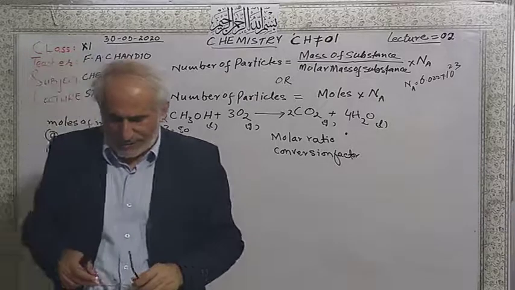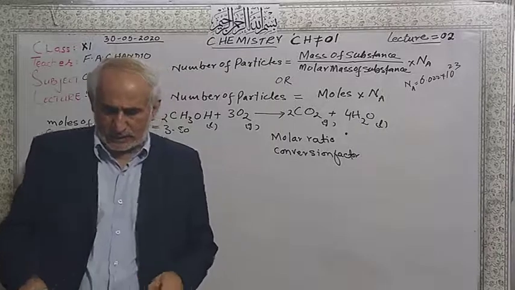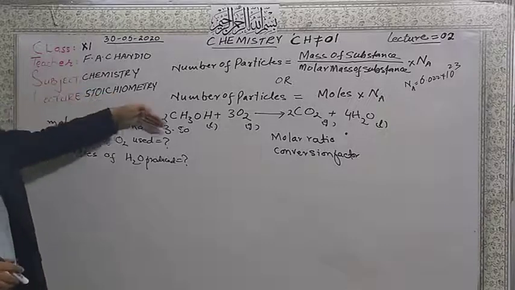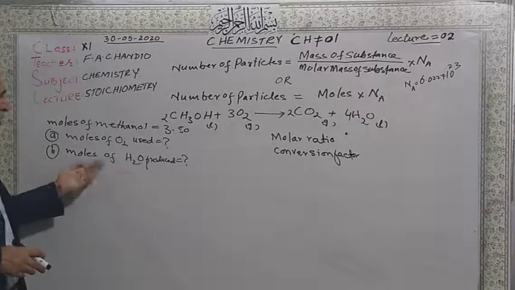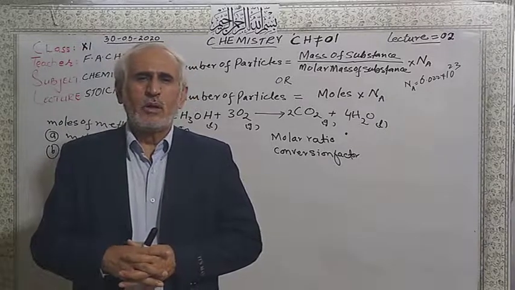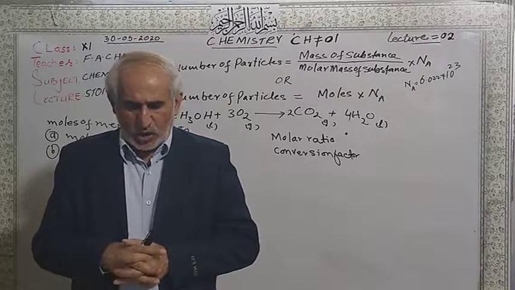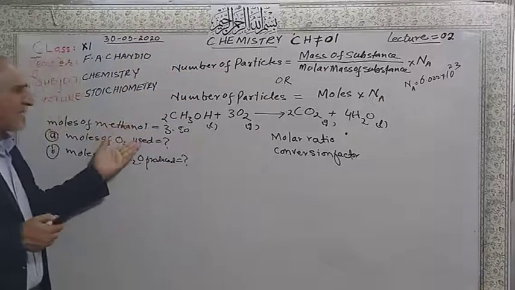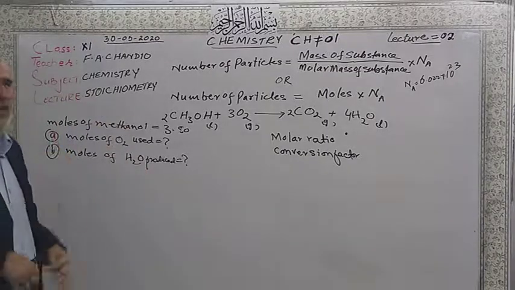So how we are going to solve this example is given for you. First of all, what you have to do, you have to write the given moles of methanol. What is the ask? Moles of oxygen used, you have to calculate. Moles of water you have to also calculate. So dear students, before the calculation, first of all, what is given? This is the given. This is a desired. You want to calculate, and this is given for you.